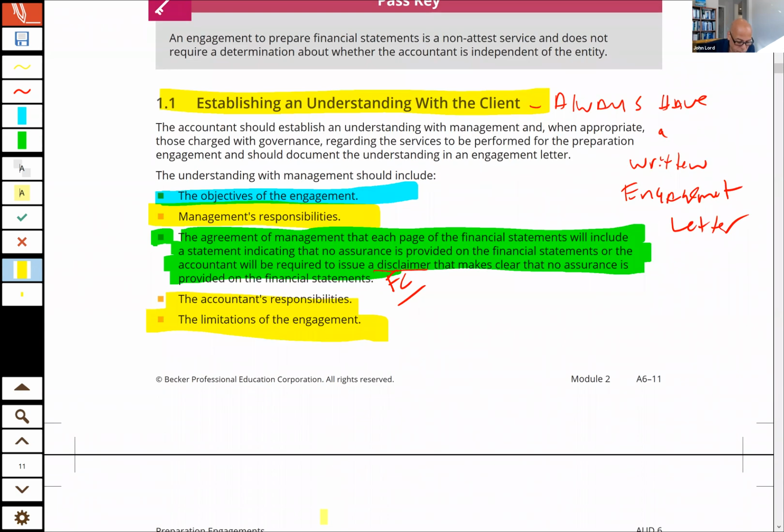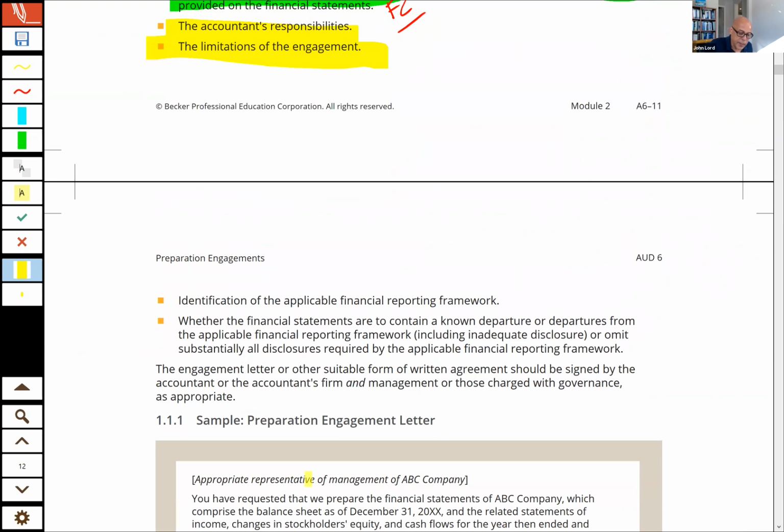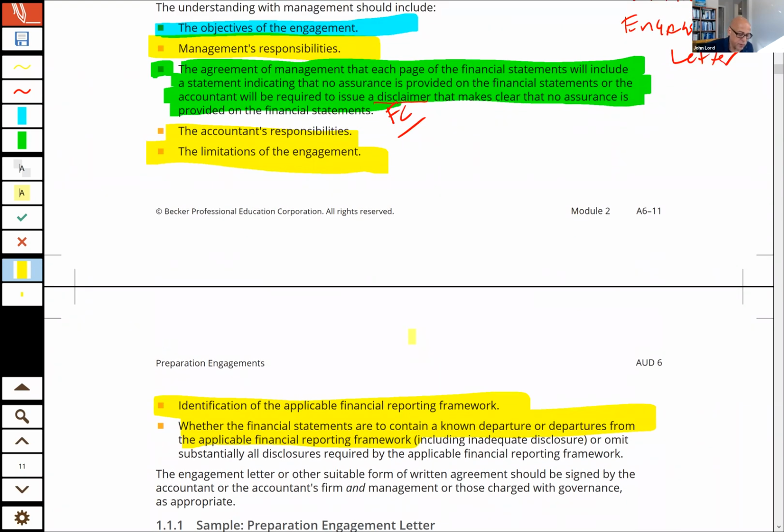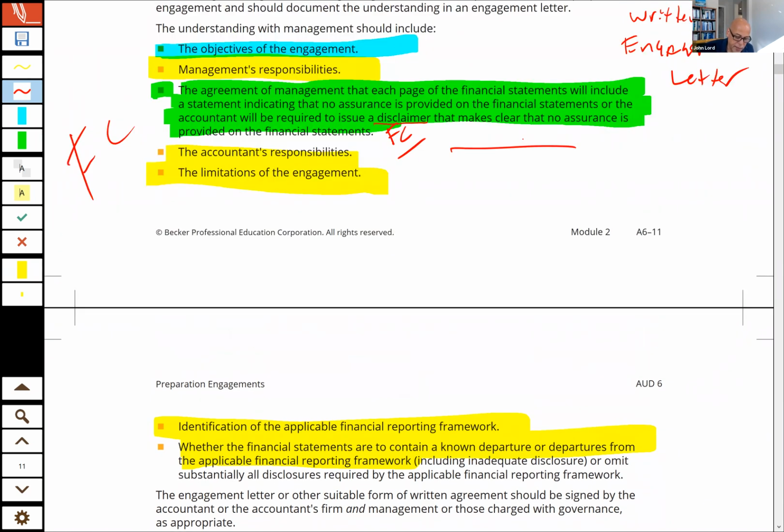Okay, good. Now you come over, and in the engagement letter, we will have to identify the applicable framework, and then whether the financial statements are known to contain a departure from the applicable framework. If they are, then the expectation is that management would tell us that up front. So you start to take a look. Why don't you go ahead and flashcard everything in the engagement letter, but make sure you definitely have that. That's very unique to a preparation engagement letter, and know that you have to have one.